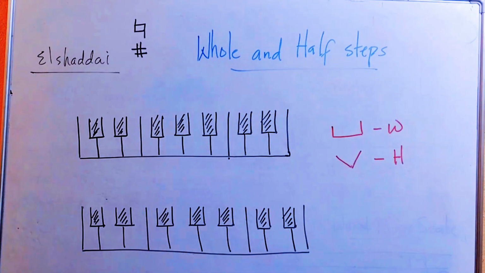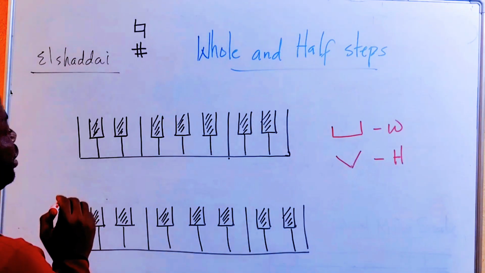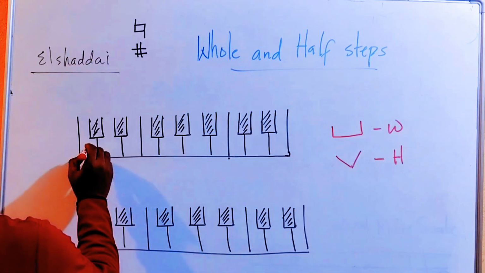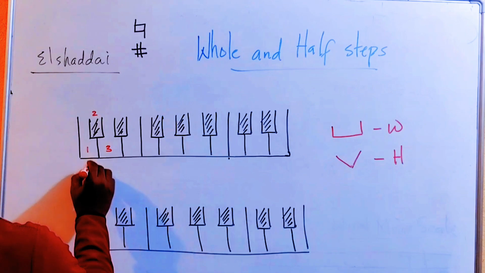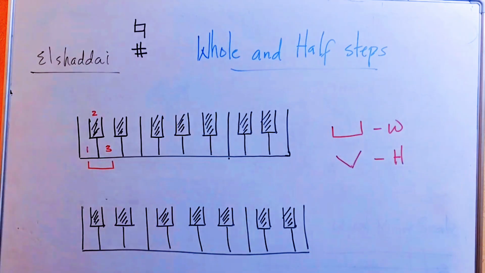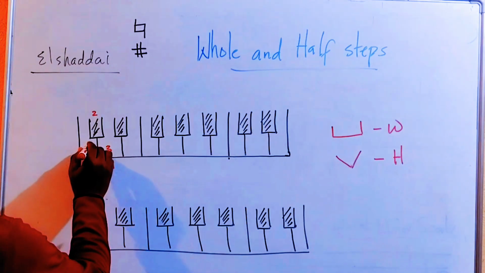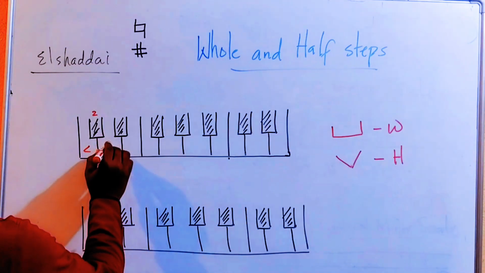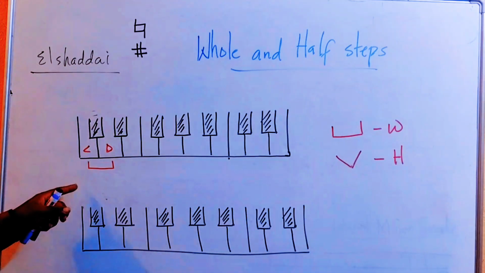The biggest thing to understand is that the whole step involves three keys. One of the easiest ways of understanding whole step is like saying 1, 2, 3. From the first to the third is a whole step. In this case, we're going to say from C to D is a whole step. Now, you see this from C to D.